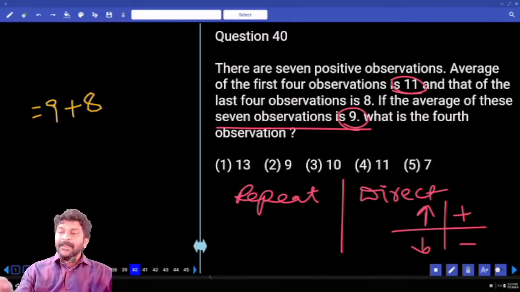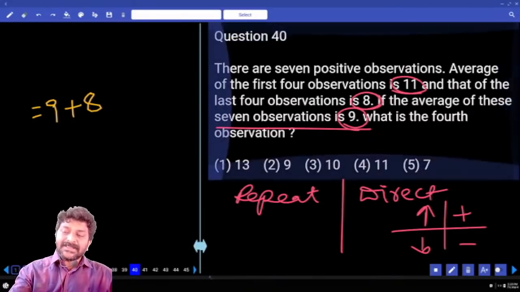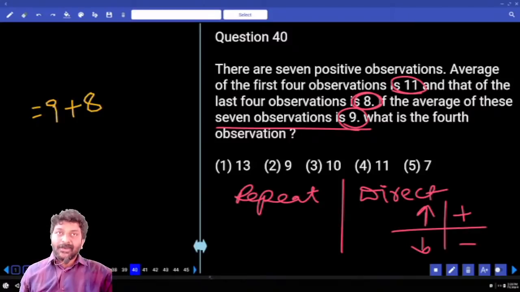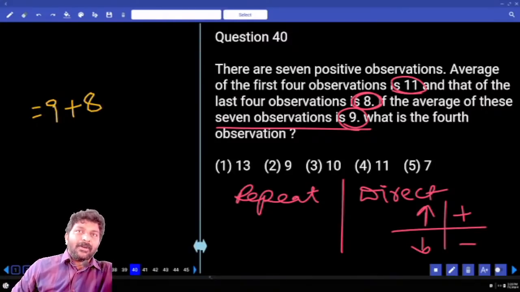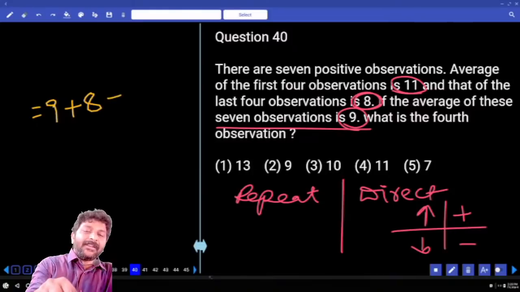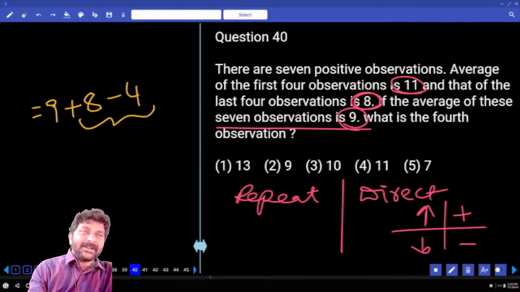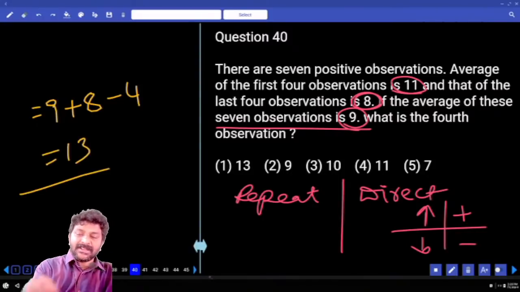Correct. Next, average of next 4 numbers is, with respect to original average, 8 is 1 less. Like that, how many numbers are there? 4 into 1, 4. Less or more? Less. So direct effect, sum of these 2 numbers, plus 4. 9 plus 4, 13. Answer. Done.